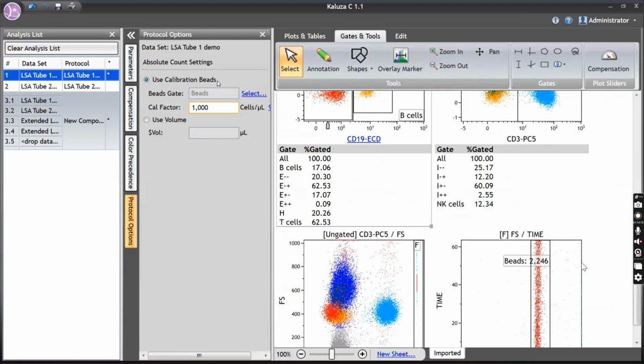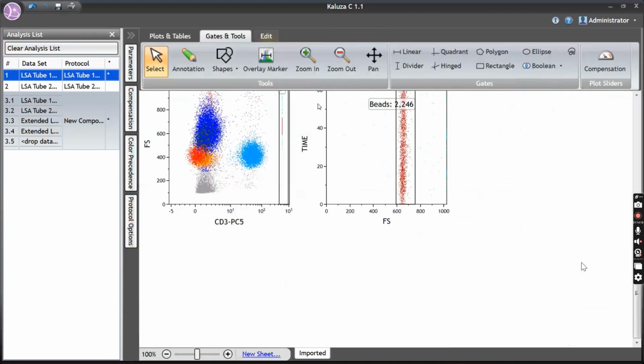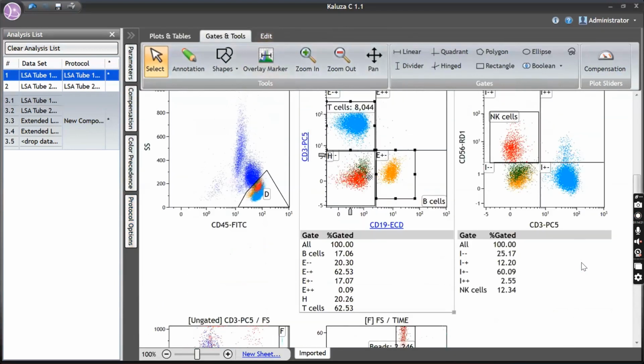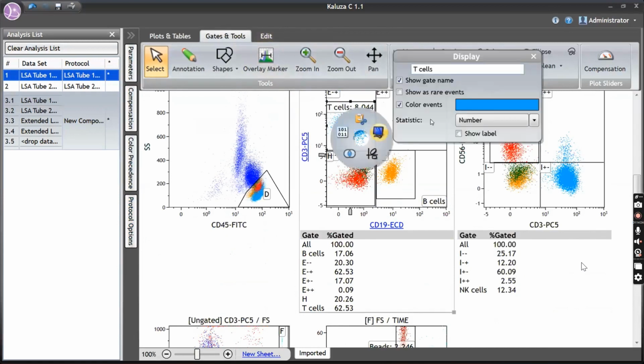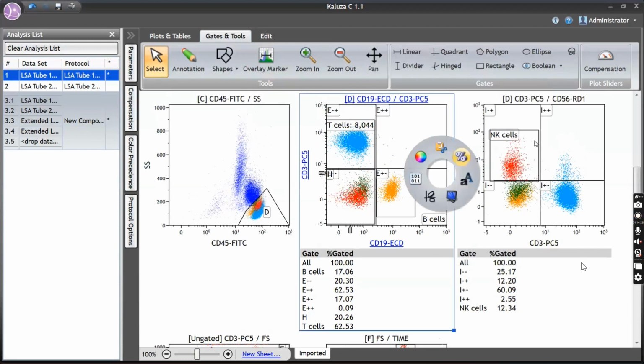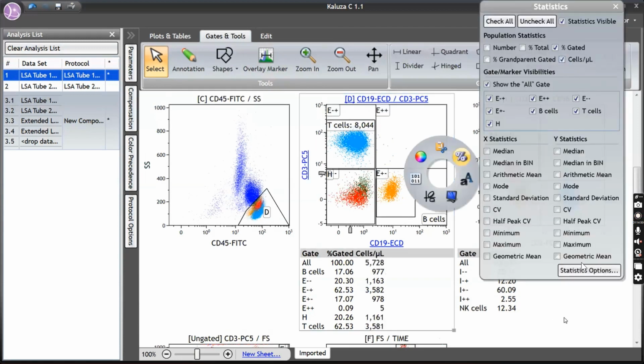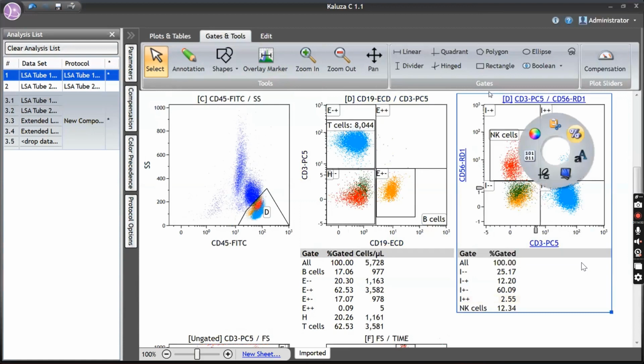Okay, I'll enter and then I'll close this. Now I have given the calibration detail values. Now I can directly get the absolute counts. Check. Now what I need is cells per microliter.